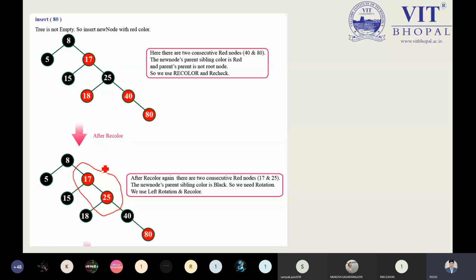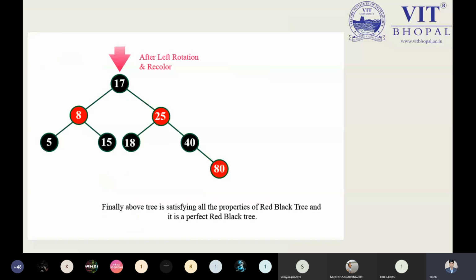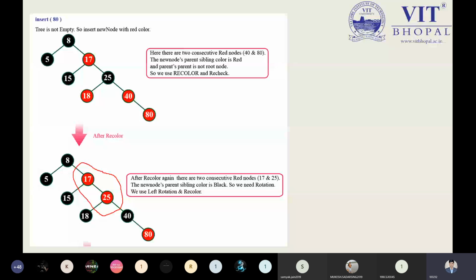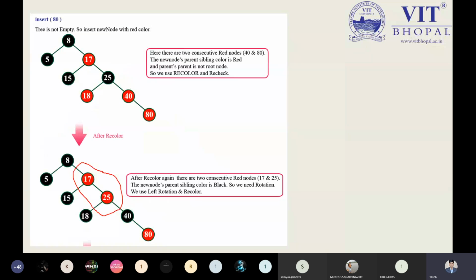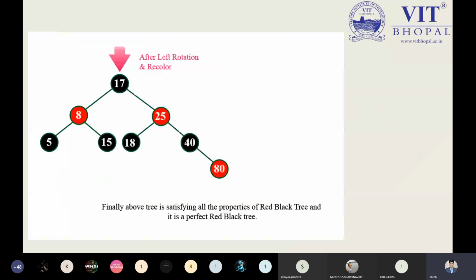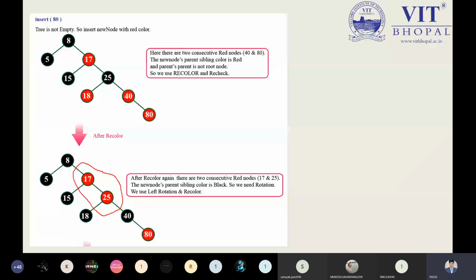And again we need to change its color. So now note that after performing the rotation, 17 will become the root node, and 8 will become the left child of 17. But 17 must be black, because now 17 becomes the root node. So this is our final example. While managing all the things, it is a better idea to first rotate and then recolor if rotation is required, as well as maintain the properties of balancing.